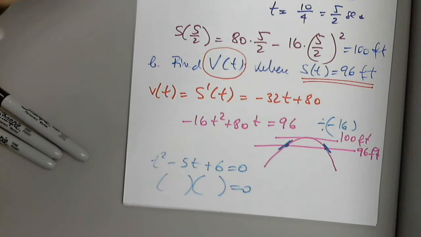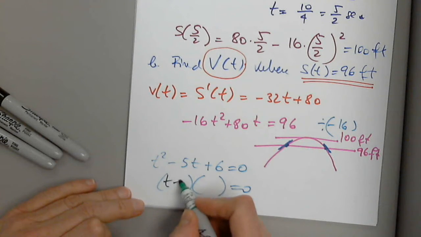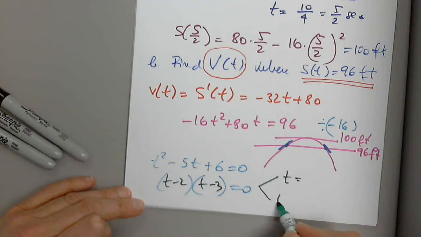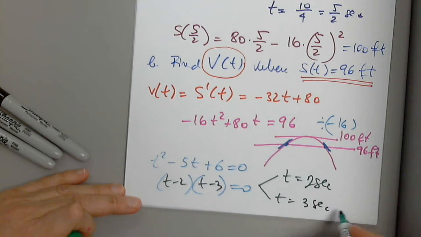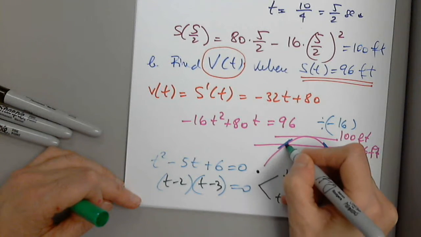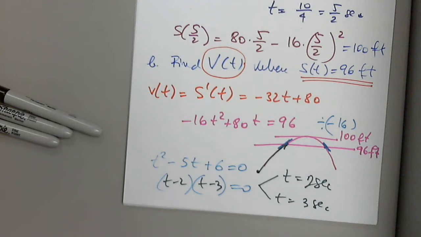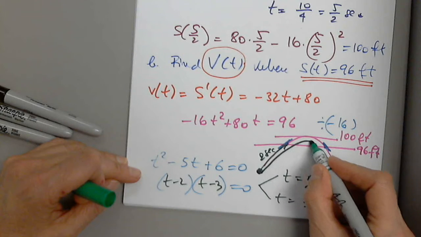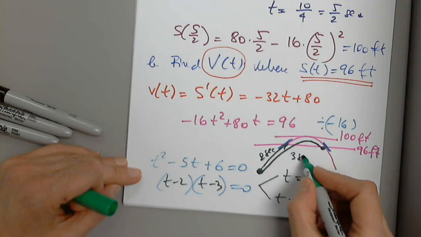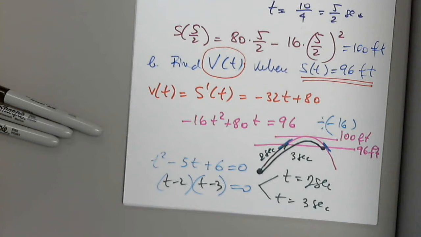How do I factor this in a blink? Very good. T minus 2, t minus 3, which means there are, as expected, two different values of t. What are they? 2 seconds and 3 seconds. So from the launching side till this point, what is the time? 2 seconds. What is the time from here till here? 3 seconds. We're not asked to find the time, but we had no choice. We're asked to find the velocity when the time is 2 seconds and 3 seconds respectively. So what do I need to do finally?